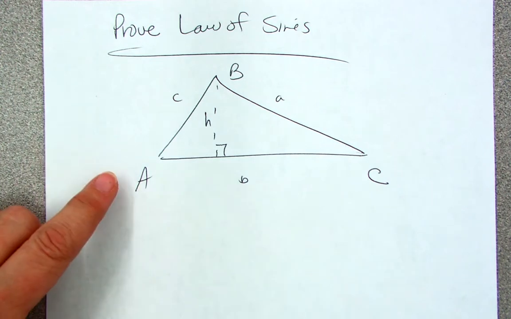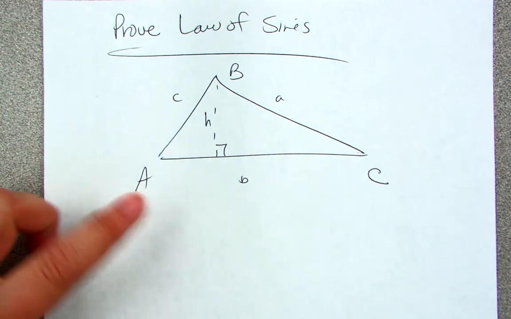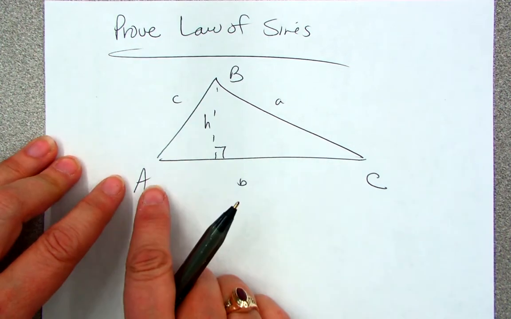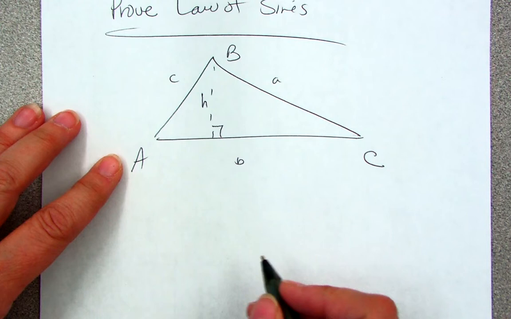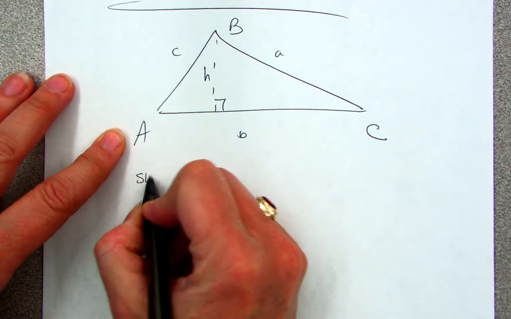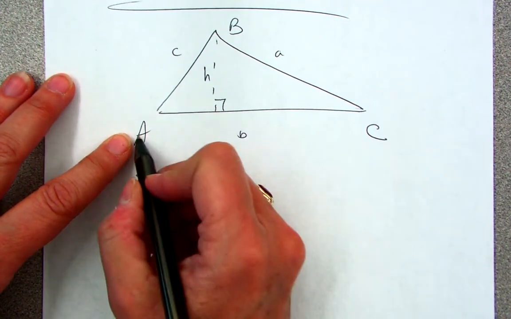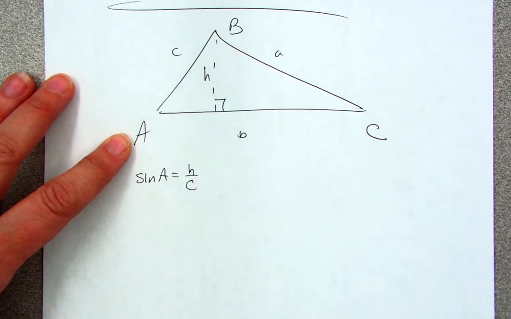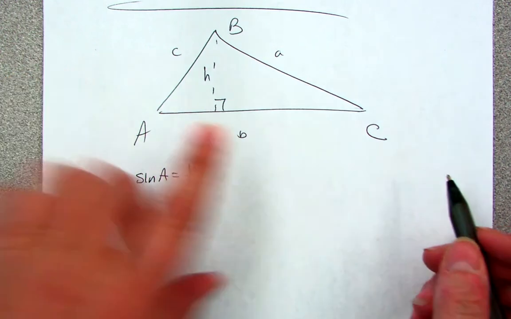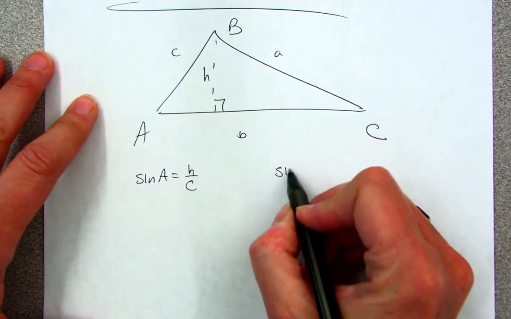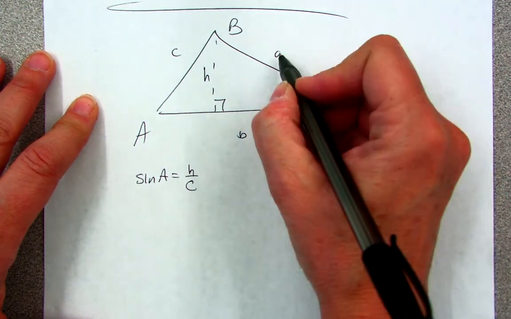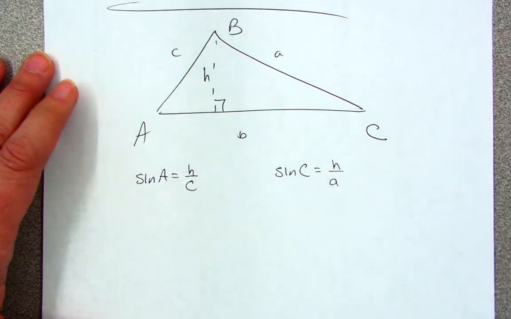So let's go ahead and do some sine on this, because now I actually have some right triangles in here. I have a right triangle here and I have a right triangle here. So I'm going to do sine of this. I'm going to push that up just a little bit. So sine of angle A, that's opposite over hypotenuse. Now I'm going to come over here and I'm going to do sine of angle C. That's opposite over hypotenuse. Do you agree with me so far?